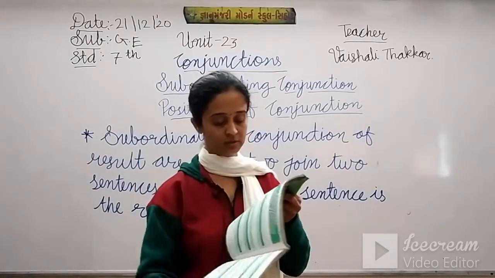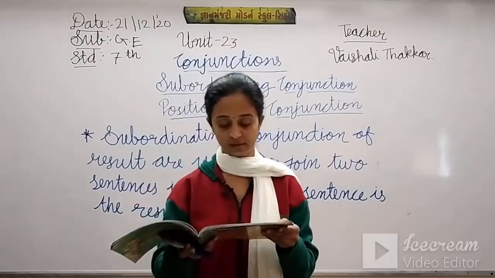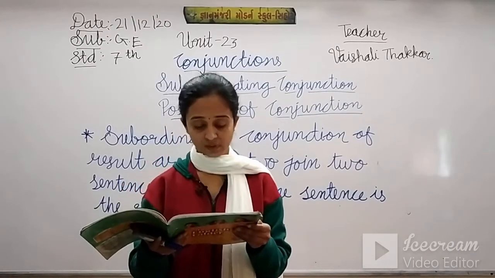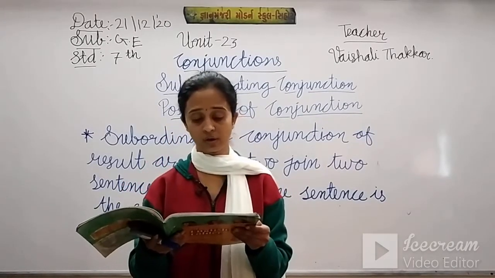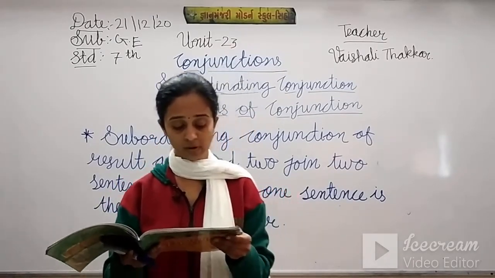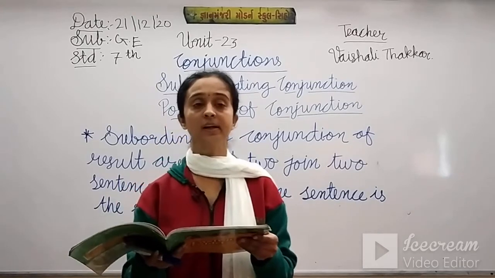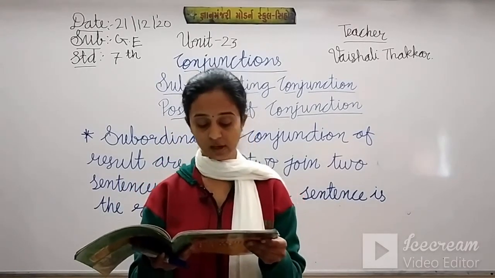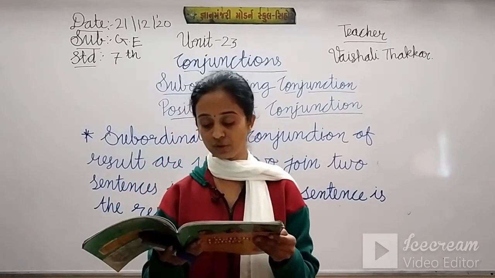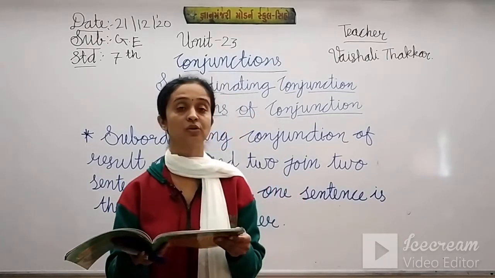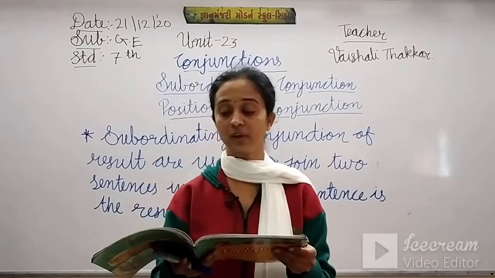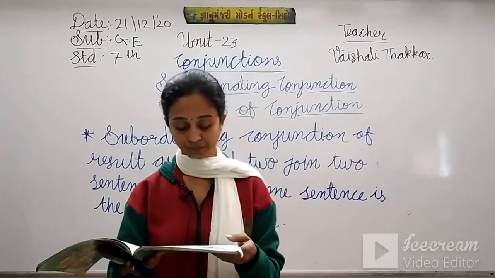Subordinating conjunction of the result. First we did the contrast, second is about the reason, third is about the result. Subordinating conjunction of the result are used to join two sentences in which one sentence is the result of the other.